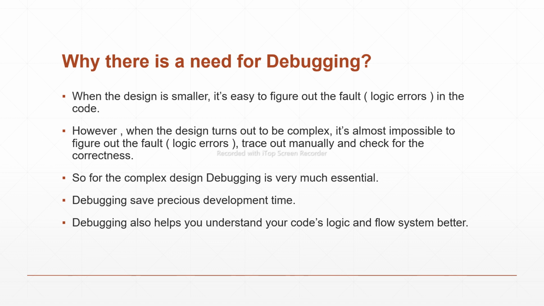When the design is quite complex, it also becomes quite hectic to trace it out manually and check for correctness. So the conclusion is, for complex designs, debugging is very much essential, and debugging also saves a lot of precious time involved while developing. And the secondary benefit is that debugging also helps us understand our code's logic and the flow of that code in a better way.